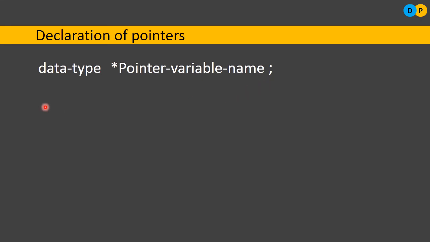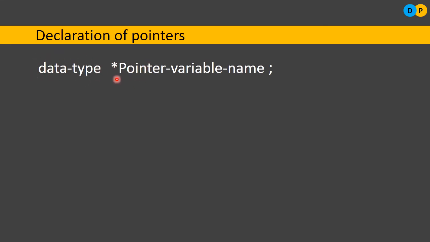So what does it mean? It says that the pointer variable is pointing to a certain data type. Once again, a definition: a pointer is a variable which stores the address of another variable. It will be holding the address of some other variable. So what is the data type indicating? It indicates which type of variable the pointer variable is holding the address of, whether that variable is an integer, a character or a float. It is indicated with the data type.